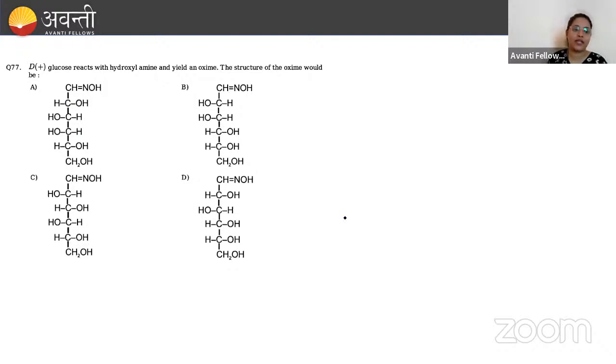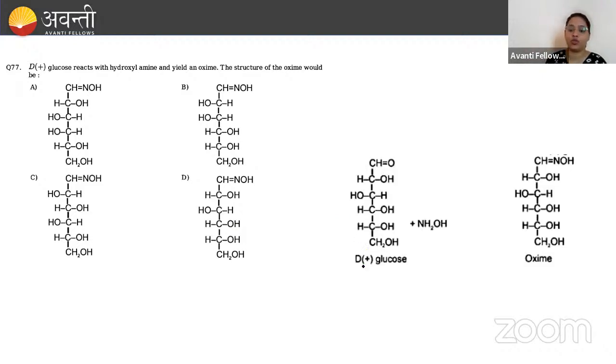D-glucose reacts with hydroxylamine, and it produces oxime. The structure of oxime would be, so first of all, you should remember the structure of D-glucose. Very, very important structure. Here you can see the structure of D plus glucose. What is present? OH, OH, OH, H, OH, and CHO. Remember this: OH, OH, OH, H, and OH.